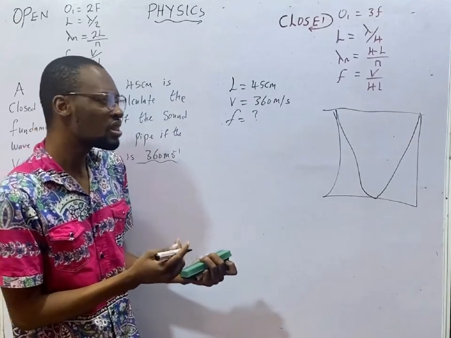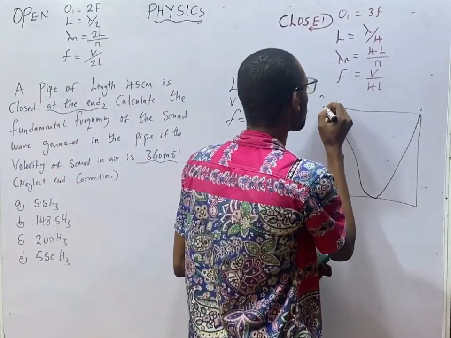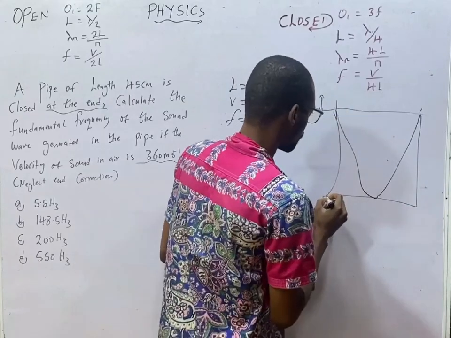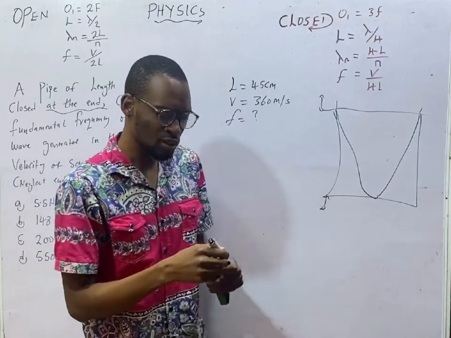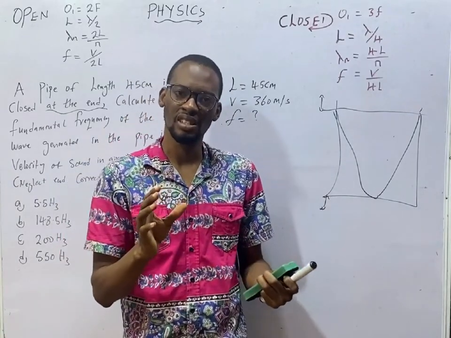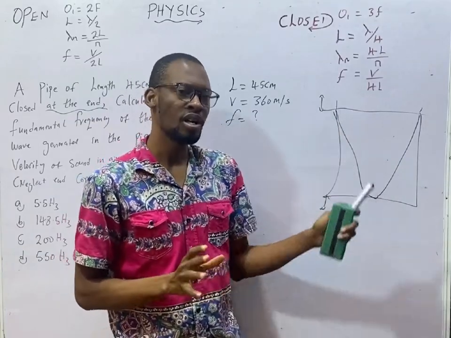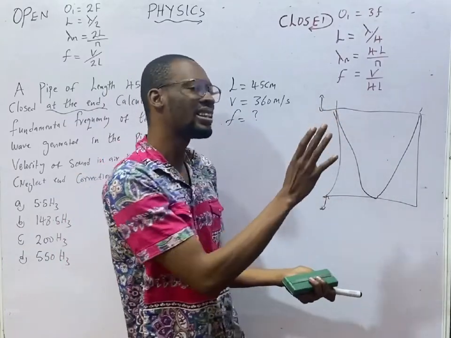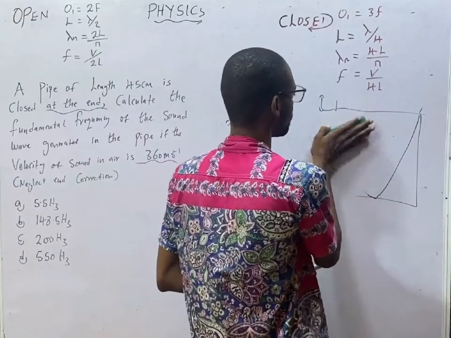End correction is a small length added to the pipe so that you are able to calculate resonance frequencies accurately. That is what we refer to as end correction. So they are saying we should ignore the additional length that is added. So we don't need any correction.